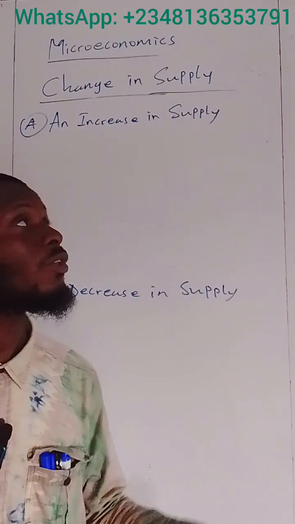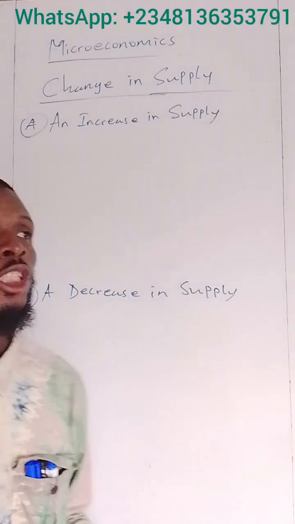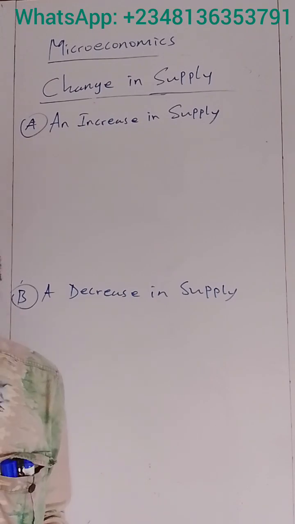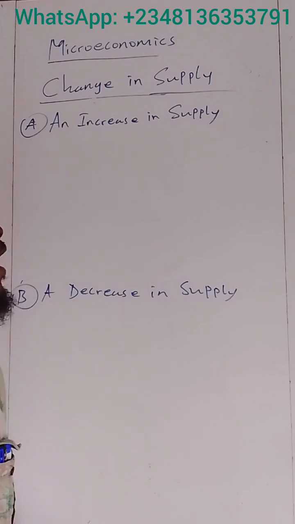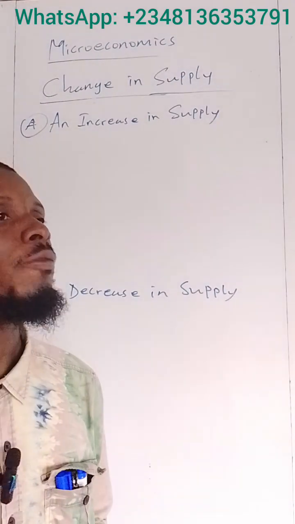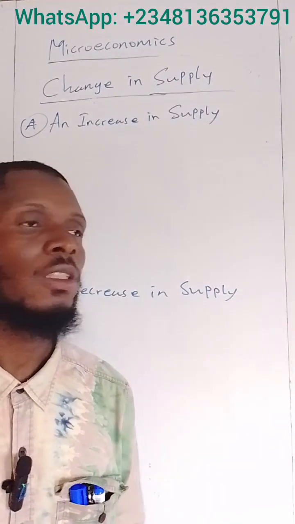In this class I'll be discussing change in supply. A change in supply is also known as a shift in the supply curve. A change in supply could be an increase in supply or a decrease in supply. And this change in supply is caused by other factors that affect supply apart from the price of the commodity.